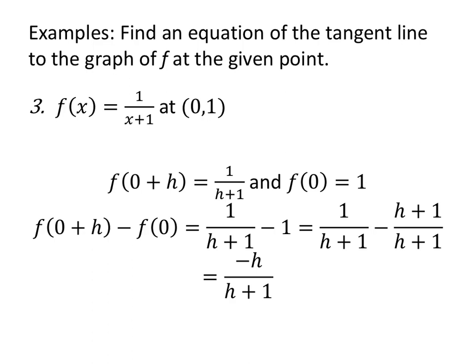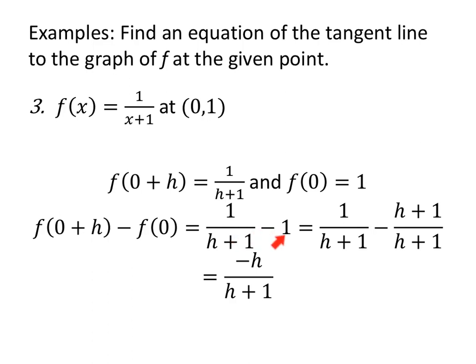Find an equation of the tangent line. f of x equals 1 over x plus 1 at the point 0, comma 1. Well, I'm going to find the specific derivative. f of 0 plus h, that's 1 over 0 plus h plus 1. Nobody writes that 0 plus except for me. So that's 1 over h plus 1. I know that f of 0 is 1. So my difference, f of 0 plus h minus f of 0, is 1 over h plus 1 minus 1.